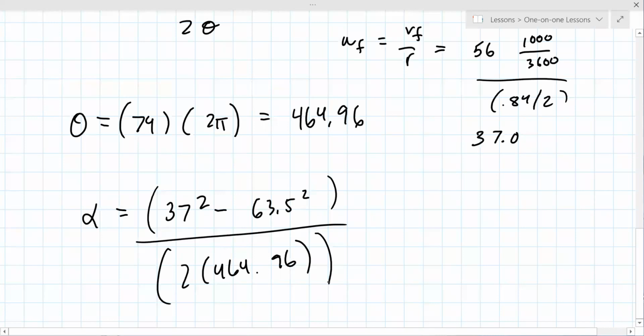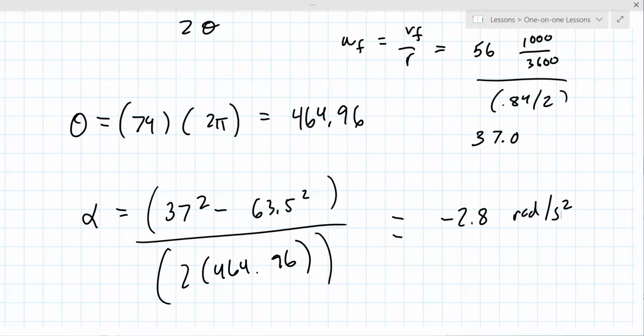37 squared minus 63.5 squared, in parentheses, divided by parentheses, 2 times 464.96, parentheses, negative 2.8. Okay, so that's totally reasonable. Radians per second squared. All that work for such a small number. And then there's part B and C.